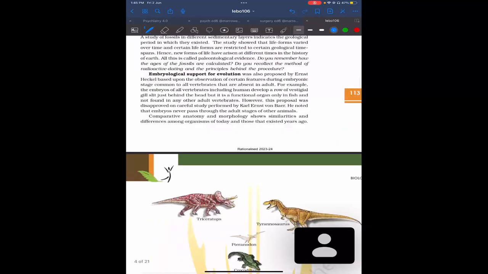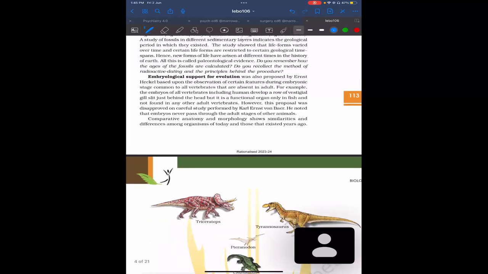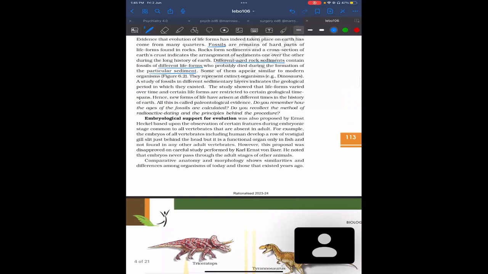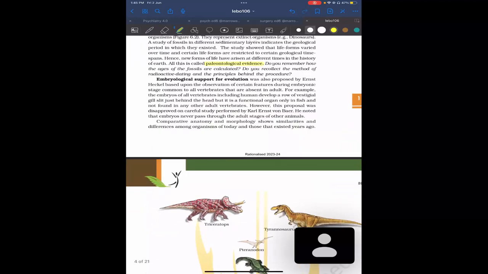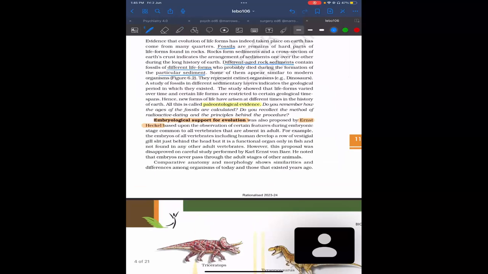Now there is embryological support for evolution. And the fossil evidence is given the name paleontological evidences. The embryological evidences were given by Ernst Haeckel. This is also asked commonly in the MCQs. So the first evidence was paleontological, second was embryological.